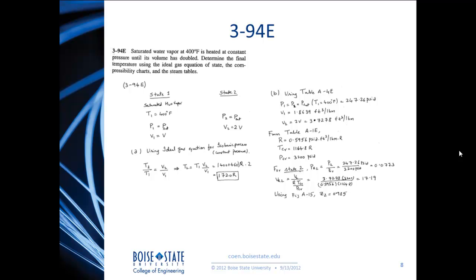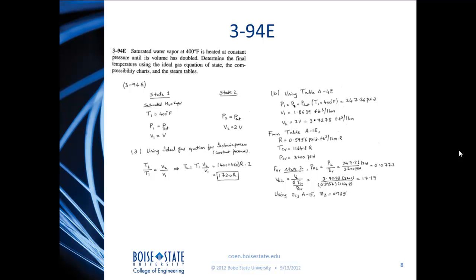So first let's look at using the ideal gas equation. We know from the problem that it's a constant pressure process, or isobaric process. At state 1, we have saturated water vapor at a temperature of 400 F, and P1 is Psat, and let's call the specific volume v. At state 2, it's the same pressure, however the specific volume is now doubled. So for a constant pressure process, we can determine a relationship between temperature and specific volume as shown, and we can determine T2 at this final state.